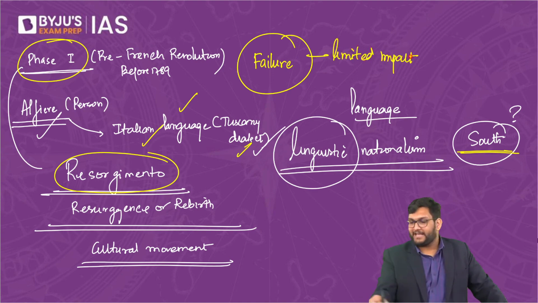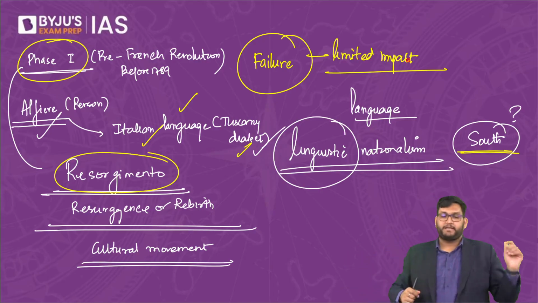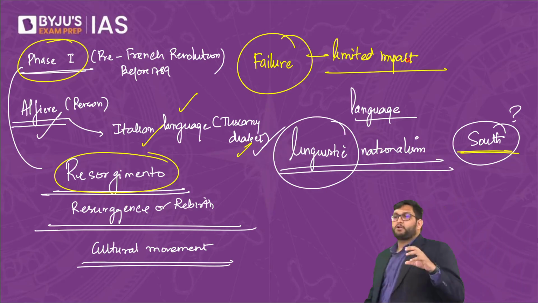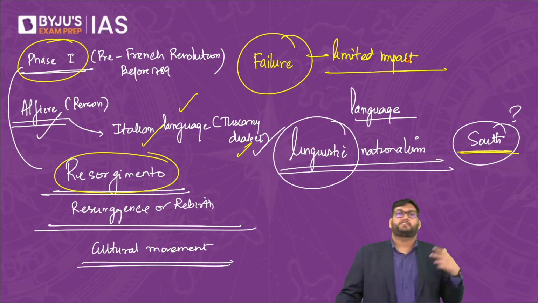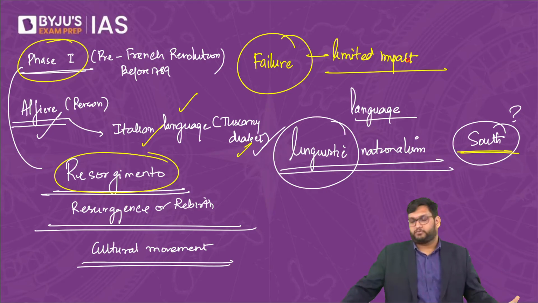You will see again the same story is going to be there. Multiple phases, not going to work. So the first point is pre-French Revolution period. There was a moment in which Risorgimento was started. Alfieri wanted to bring everyone together, but it did not work out.